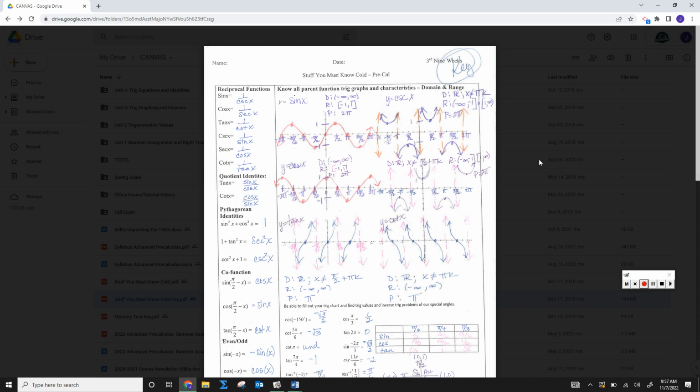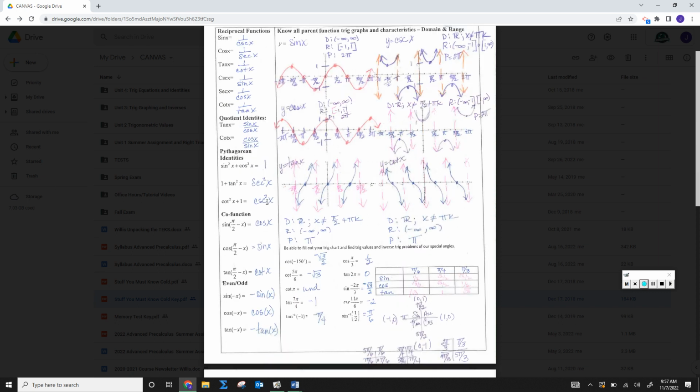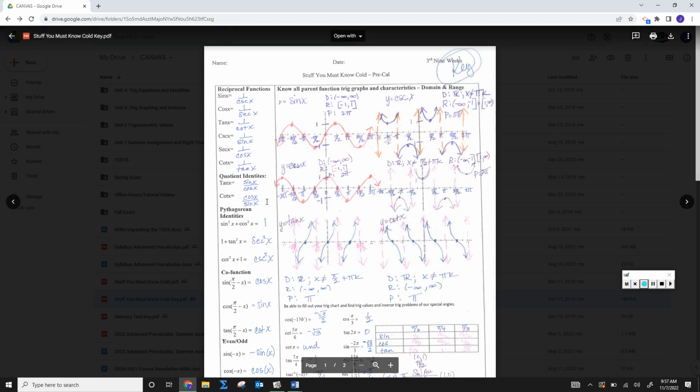And it's just basically you need to know that stuff. Just know all the different trig graphs. You can see here's all these graphs. And then we have the reciprocal of functions, all those identities. The sine over cosine is the same thing as tangent. Cosine over sine is the same as cotangent. And then some of those Pythagorean cofunctions and even odds. All that stuff that they most likely know already. But we're just going to make sure that you have a good grasp of it on the memory test.